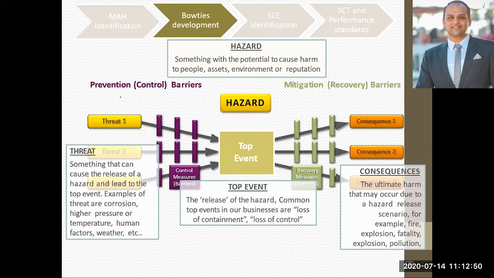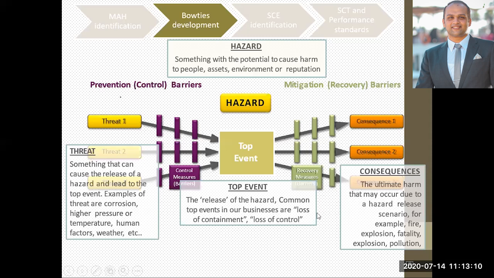For example, if you are talking about natural gas in a pipeline, the common threat is corrosion, for example, and high pressure in certain situations. This is our threat. Okay. What is the top event? What are we afraid of? The top event is either loss of control or loss of containment.